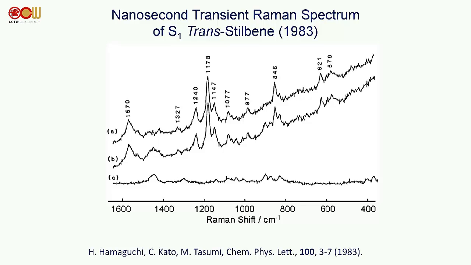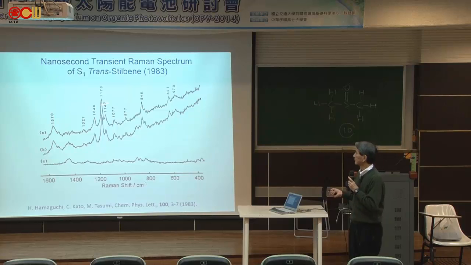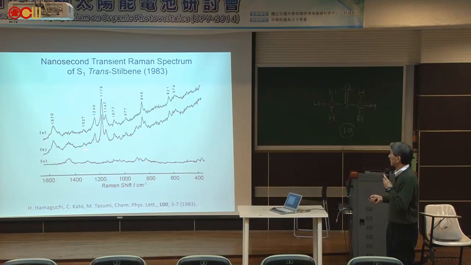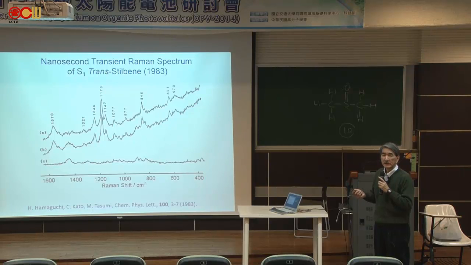This is the first spectrum I got, 30 years ago, and we were really glad to have it. Here you have the solvent only. This is pump and probe, and this is the spectrum of the S1 state of stilbene. Here we have many bands in the S1 state, but we have no way of assigning them. If the central CC bond is a single bond, maybe we should see something here.